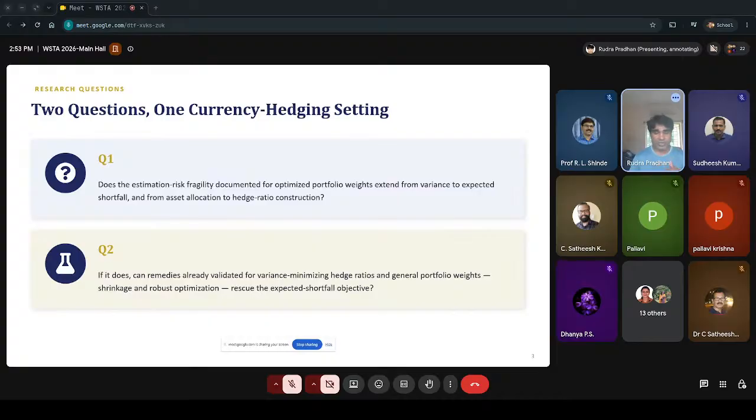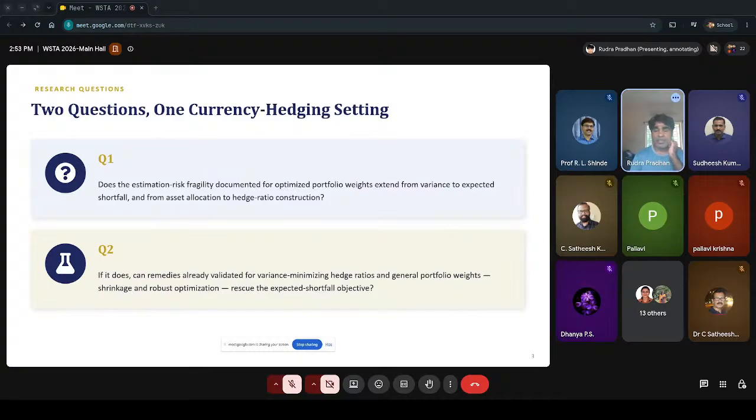So we will see what is the best way to manage so that the financial risk can be minimized or quantified properly. So the first question is: does the estimation risk fragility documented for optimized portfolio weights extend from variance to expected shortfall, and from asset allocation to hedge ratio construction, right?